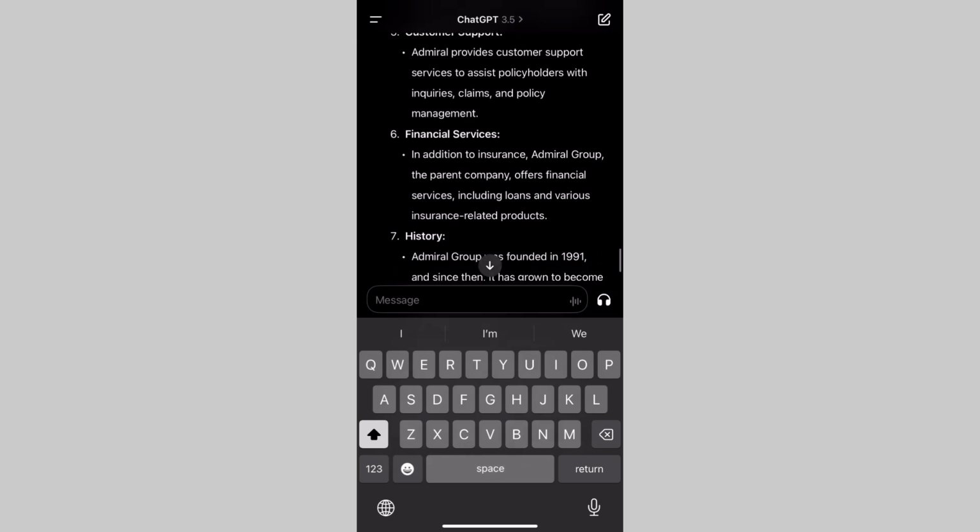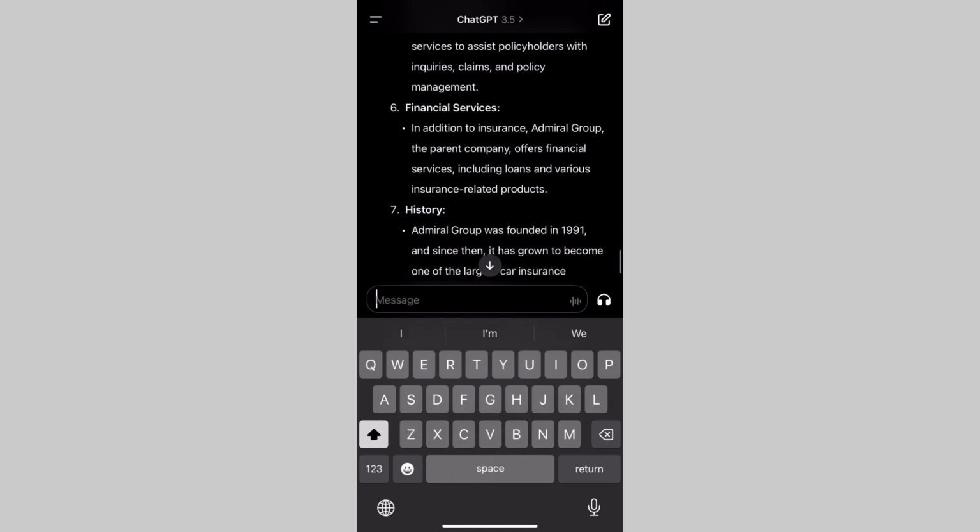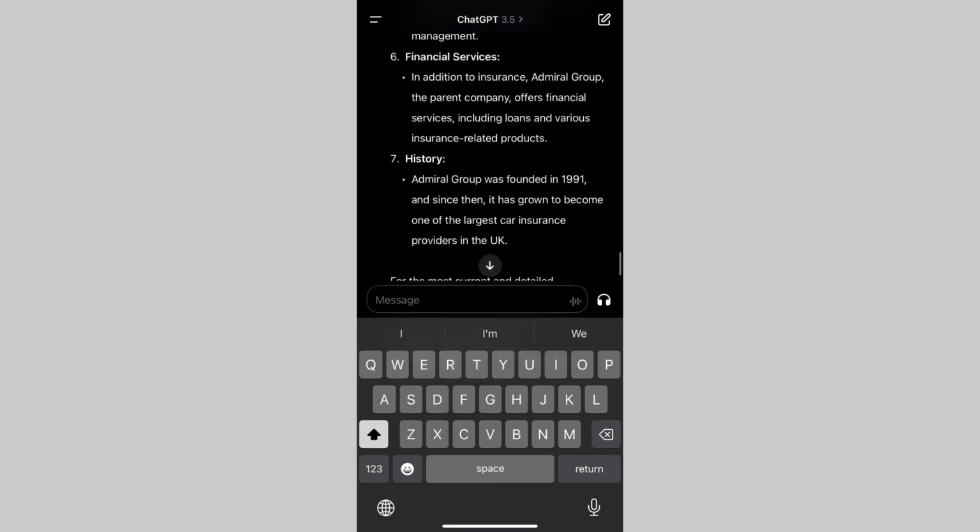Number six, financial service. In addition to insurance, Admiral Group, the parent company, offers financial service, including loans and various insurance related products.